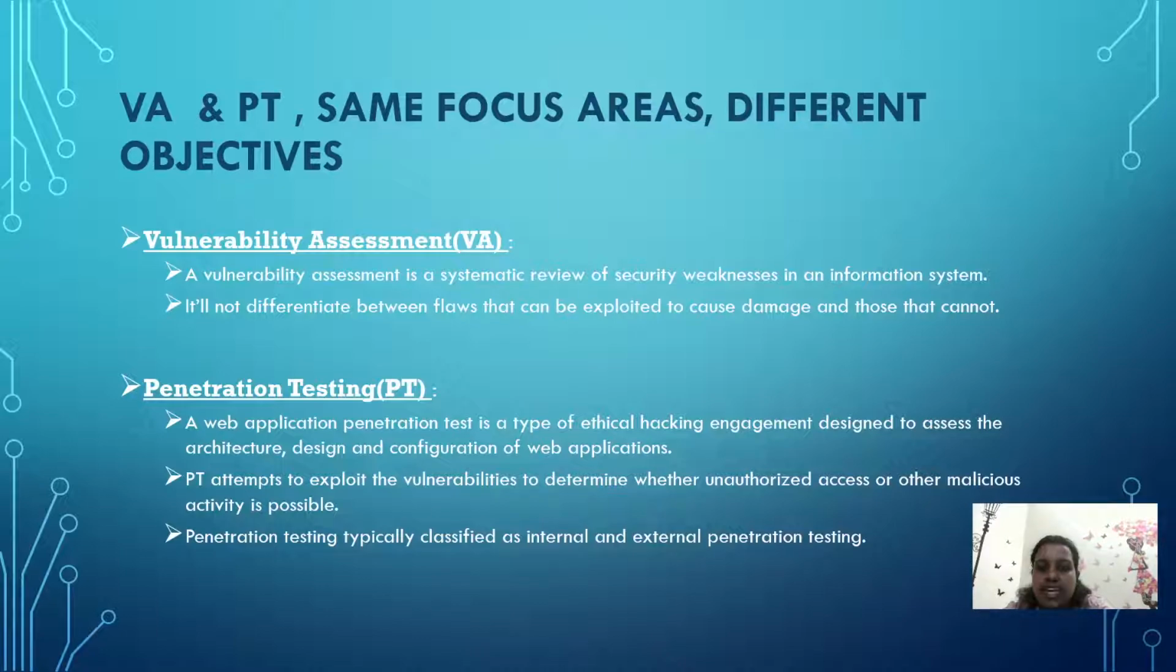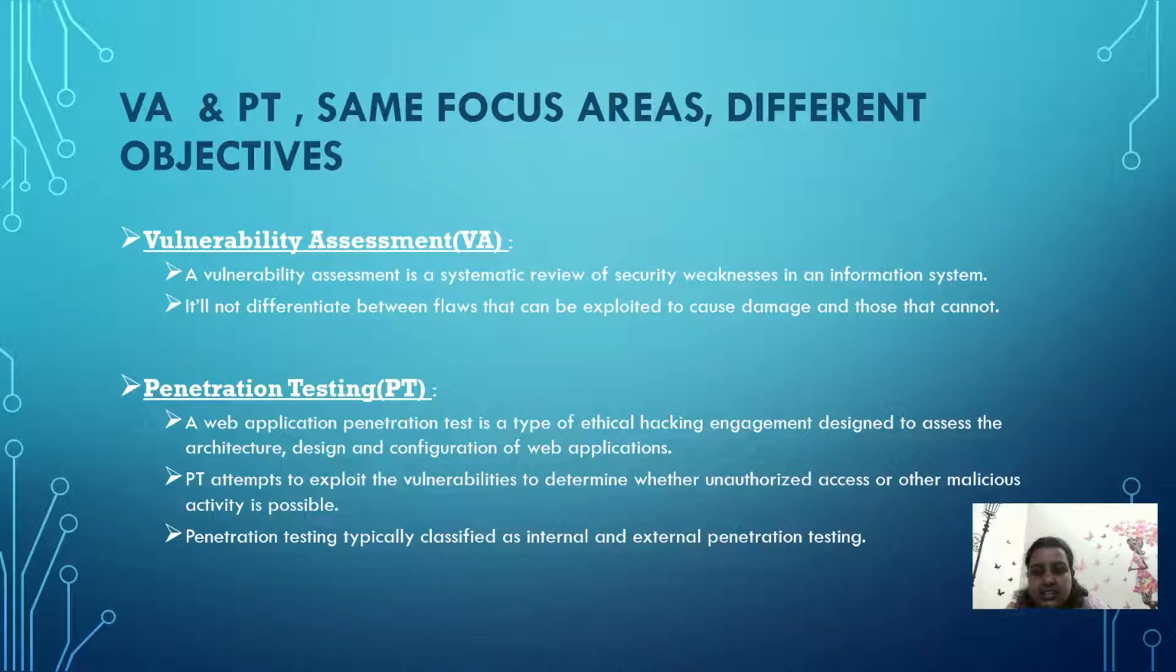Vulnerability assessment is a systematic review of security weaknesses in an information system. Here, the information system can be a mail server, a web server, a database server, a machine, or a web application. Here we are focusing only on web applications. It will not differentiate between the flaws that can be exploited to cause damage and those that cannot. Vulnerability assessment is only conducted for crawling the web application to learn its functionalities and structure and to audit the web application for listing out the vulnerabilities. It cannot identify which vulnerability can be exploited and which cannot. So that is the difference from penetration testing.